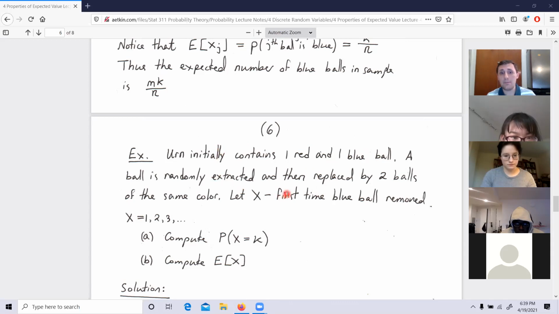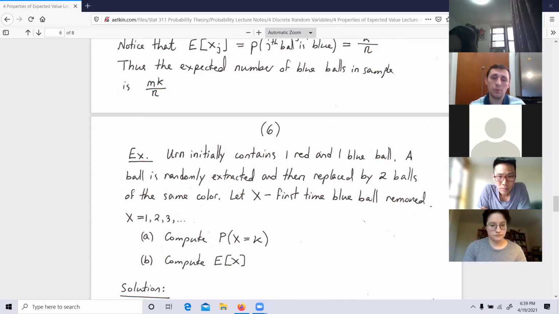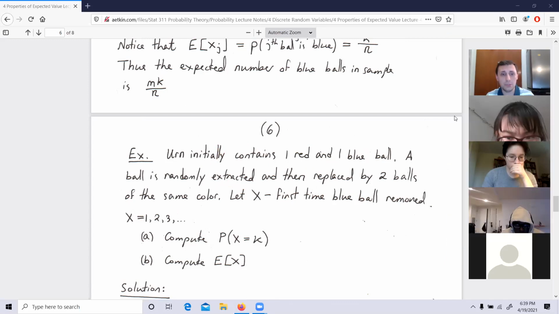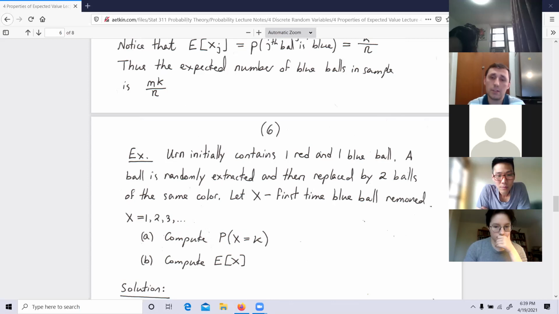Let X be the first time a blue ball is removed. Right? So a blue ball is either removed on the first or second or third attempt. Okay, we continue doing that until we remove the first blue ball. So please calculate the probability that X is equal to k and then calculate the expected value.